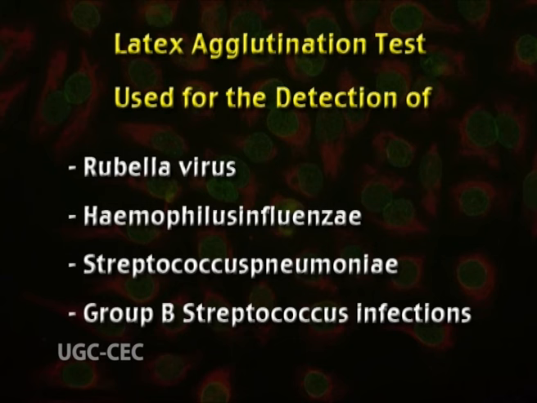Rubella virus, Haemophilus influenzae, Streptococcus pneumoniae and group B Streptococcus infections can also be detected by latex agglutination test. The latex beads agglutinate because of the antigens or antibodies coated on it, therefore known as latex agglutination test. So, we understood that antigens and antibodies interact with each other only if they are complementary to each other, which forms the basis of the most important aspect, the application in the field of diagnosis of diseases.